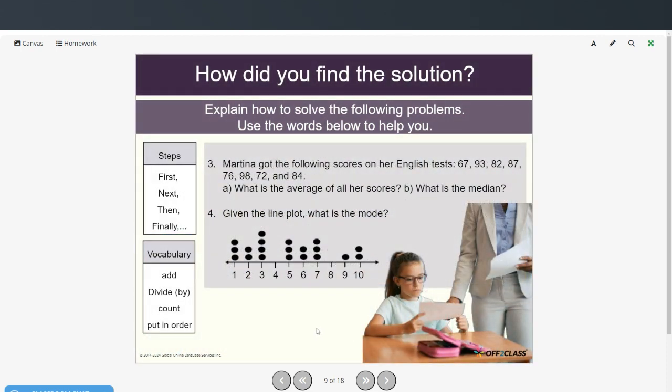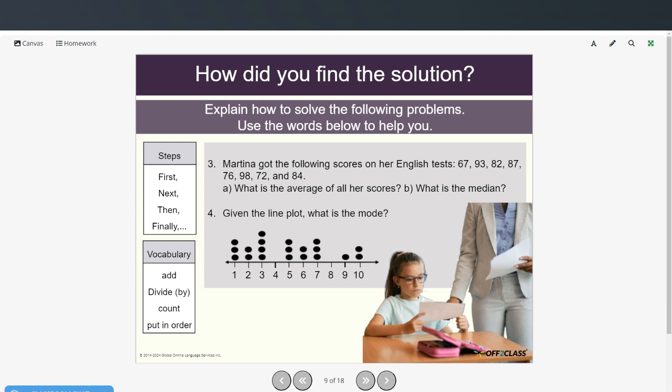All right, explain how you would solve the following problems. Again, you would use the words below to help you. It says Martina got the following scores on her English tests. What is the average of her score and what is the median?